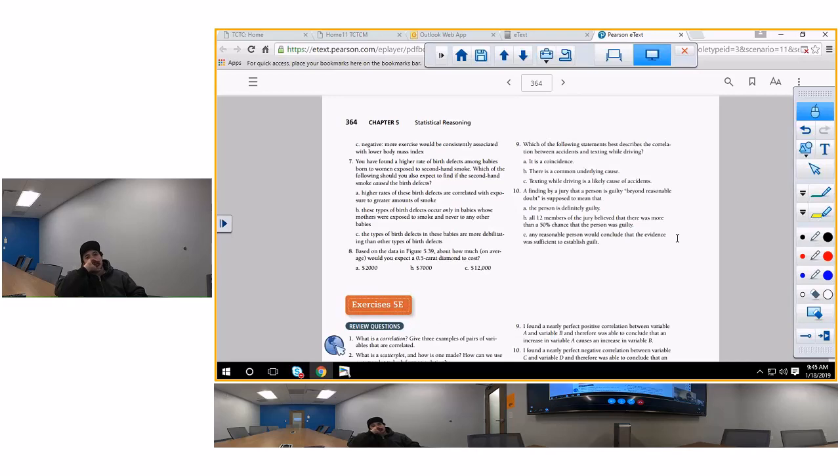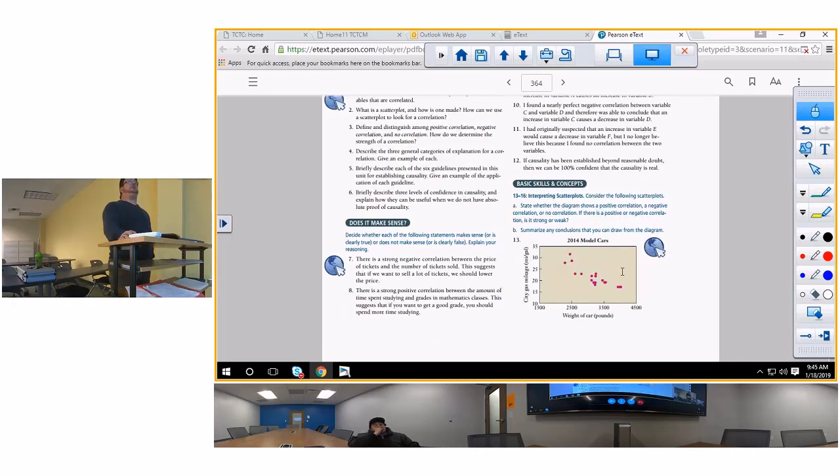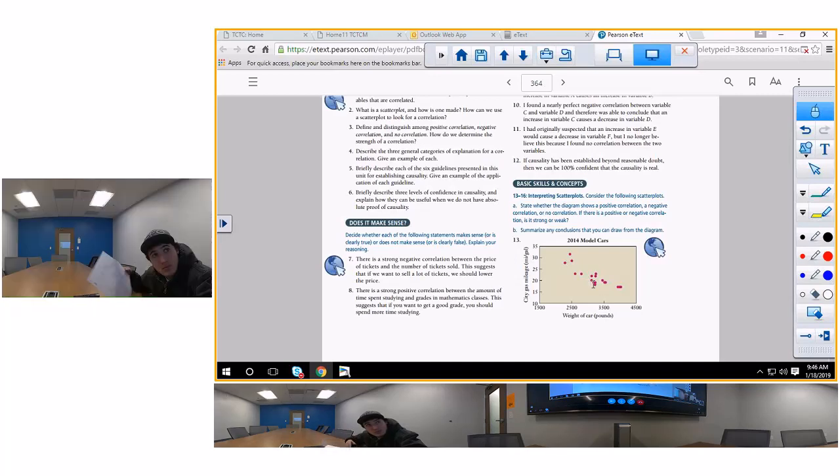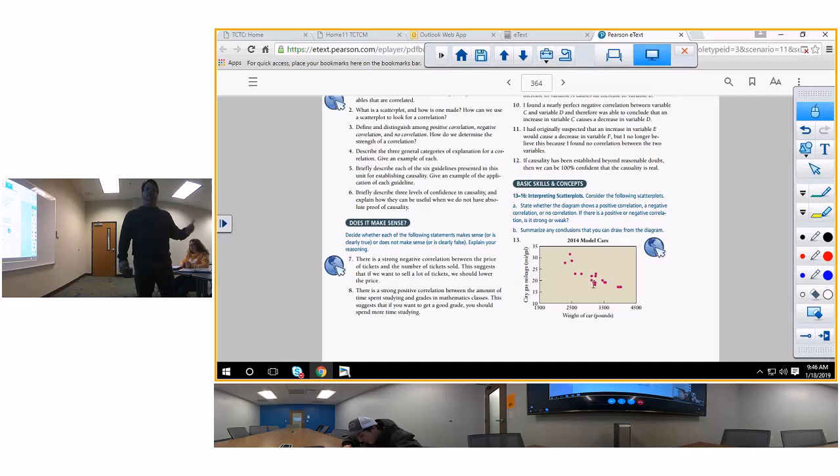I'll show you an example of a test question. There's a test question right there. Somebody tell me, down at the bottom, number 13, write number 13 down, 364. What kind of correlation is that? Negative correlation. Is there causality? Yes. Weight of car and city gas mileage, or gas mileage, it doesn't matter. So you've got weight of the car and gas mileage, and I told you that was a direct causality.